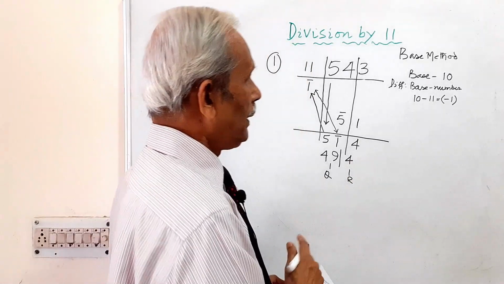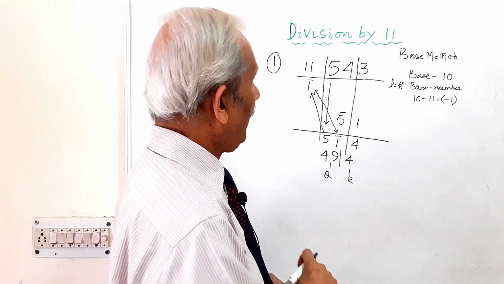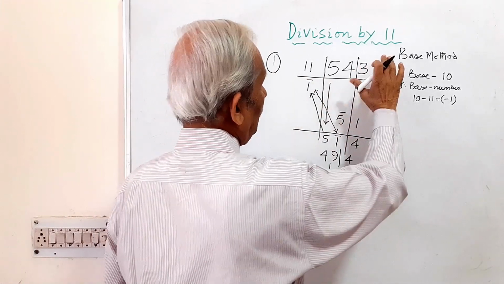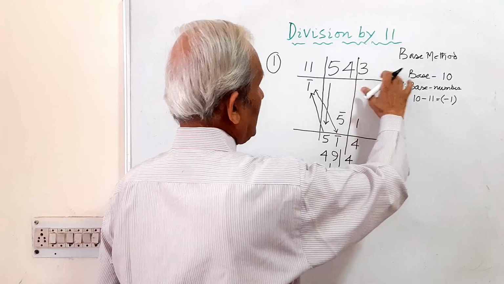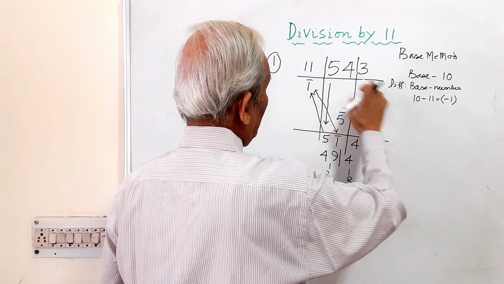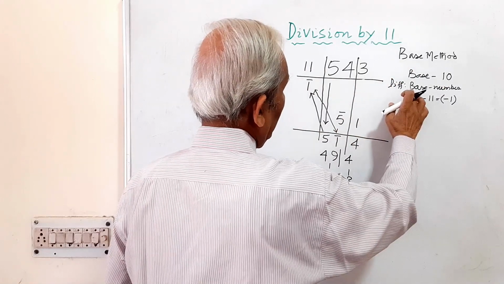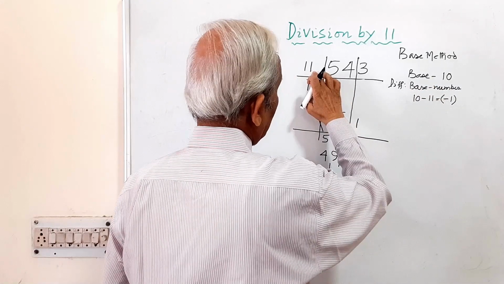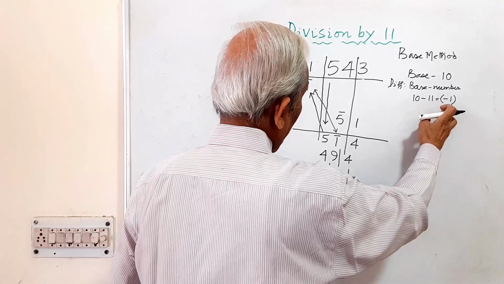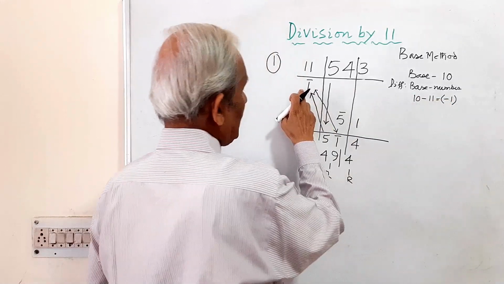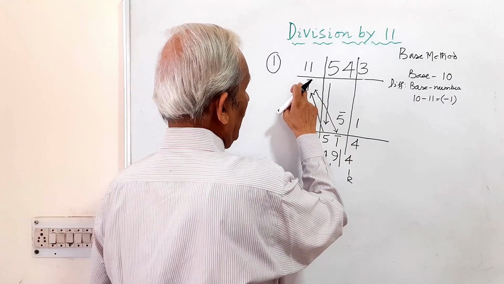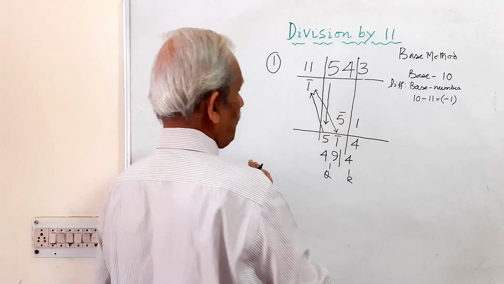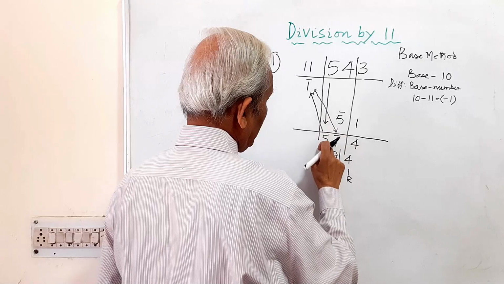I will explain the whole process once again. 543 divided by 11. Here in the base method, base is 10. The difference of the number from the base is found by base minus the number. Base is 10, number is 11, 10 minus 11 is minus 1. Minus 1 is the difference we write down here in the form of 1 bar. We can write minus 1 also, but you can write 1 bar also here, doesn't matter. Now take down this 5 as it is here.